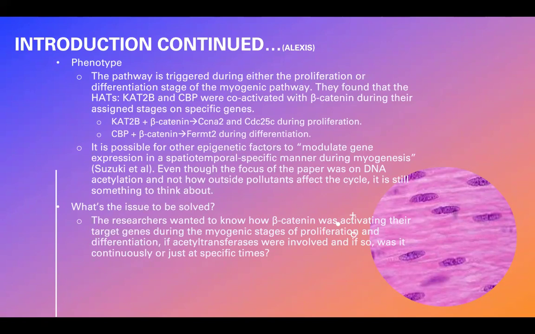So the issue to be solved is they wanted to know how beta-catenin was activating its target genes during the myogenic proliferation and differentiation stages, and if acetyltransferases were involved, and if so, whether it was continuous or just at specific times. So was it just during proliferation and not differentiation, or vice versa, or was it continuous the whole thing?